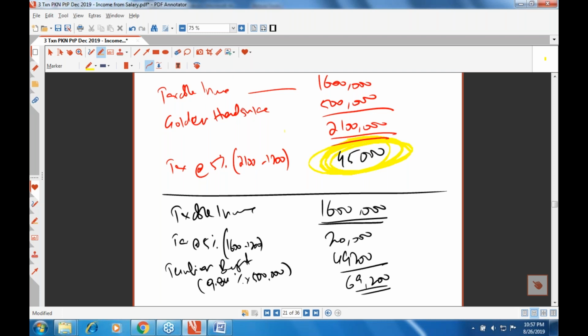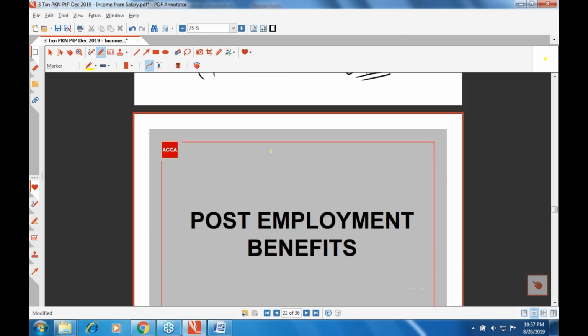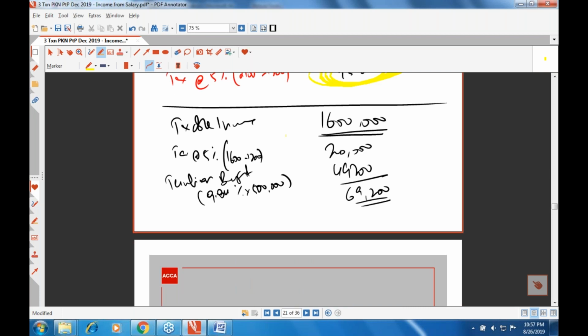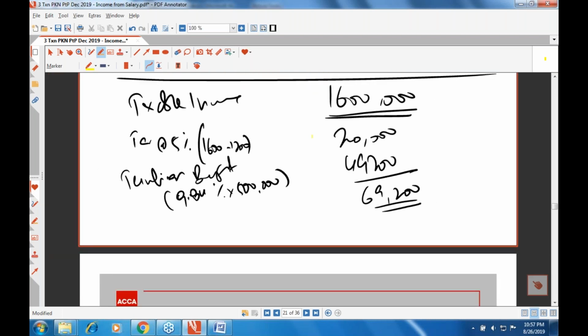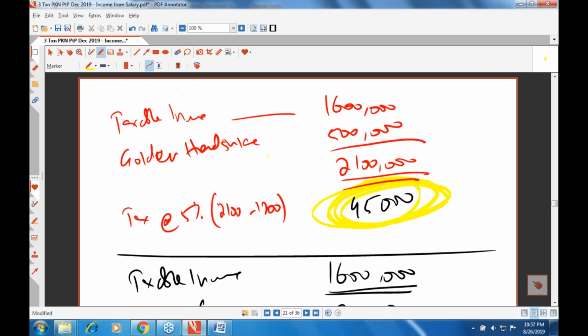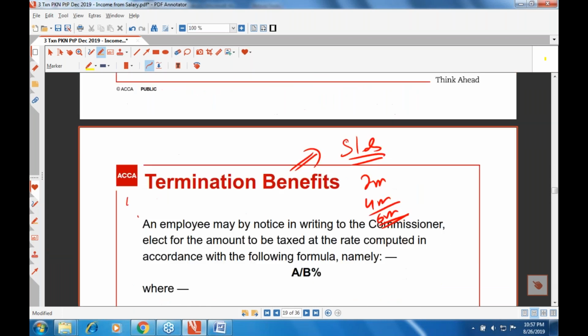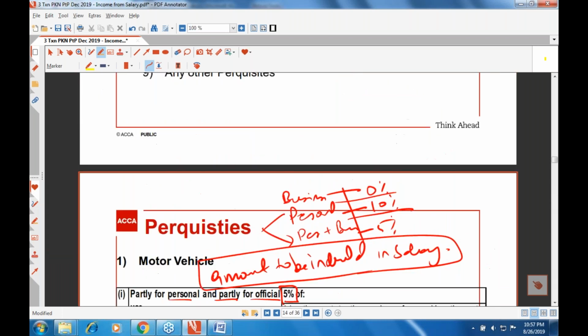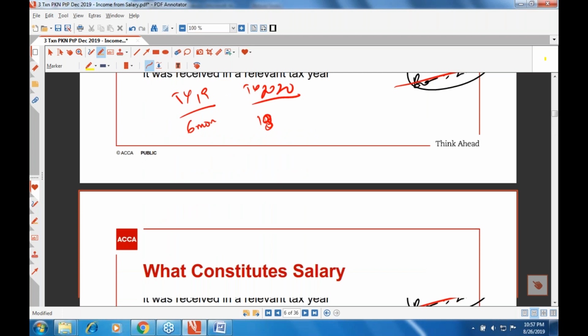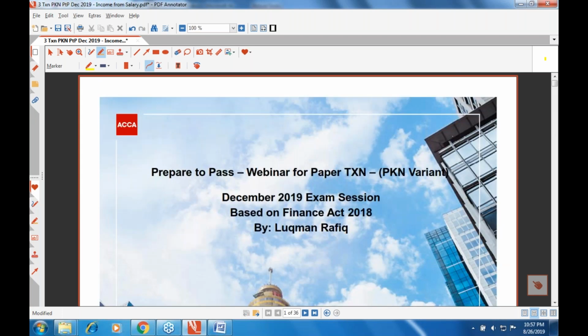Okay, so I'm going to stop here, and we will inshallah continue in tomorrow's session and move forward. We'll conclude the salary, have one or two practice questions on income from salary, and then move on to the business income. So if anyone has any questions, please let me know and I'll answer.